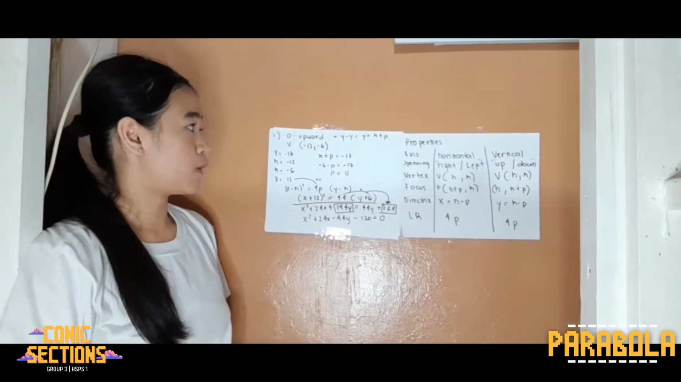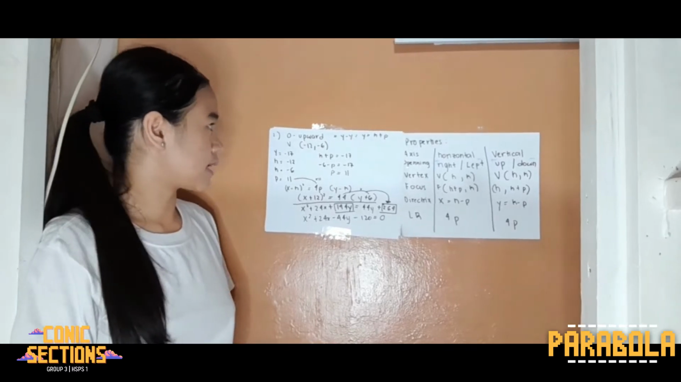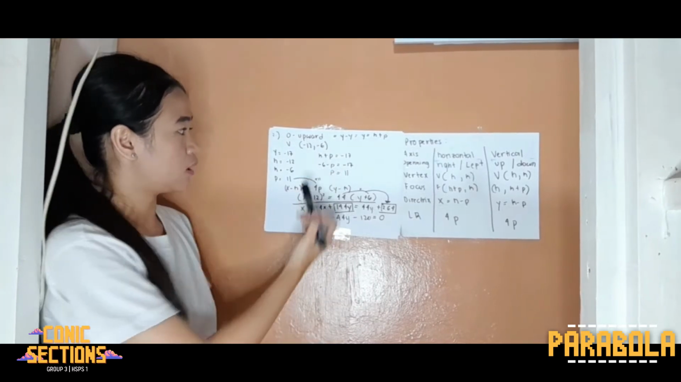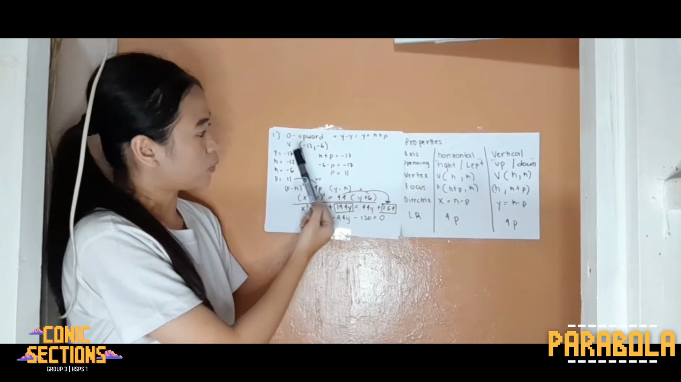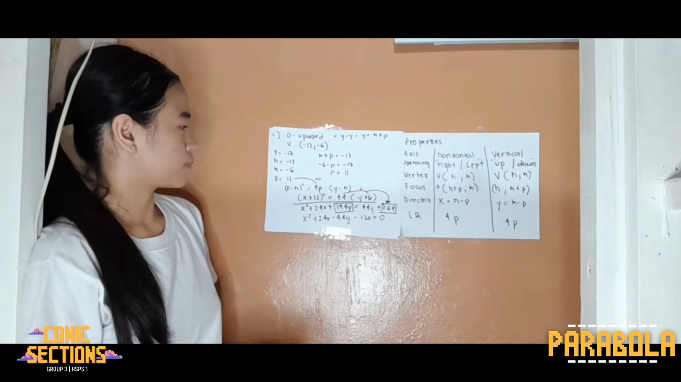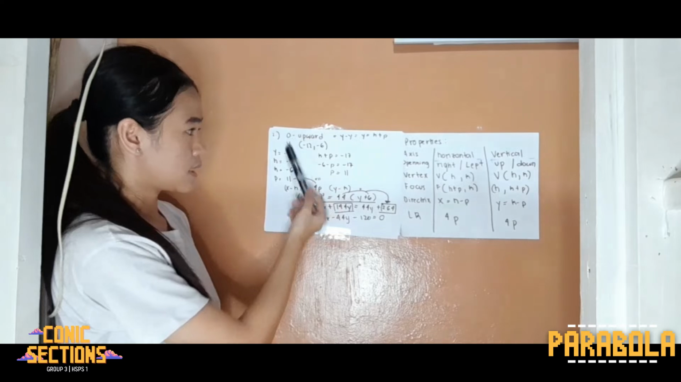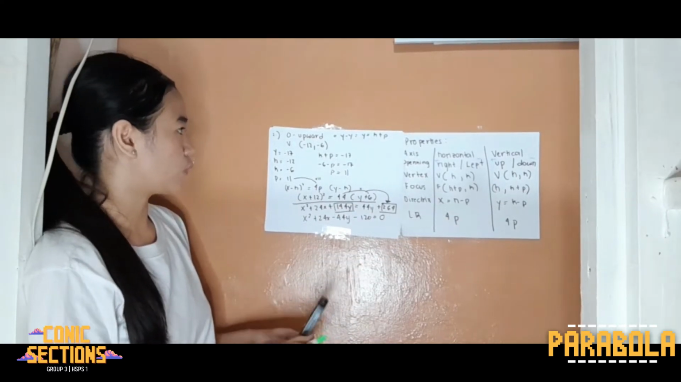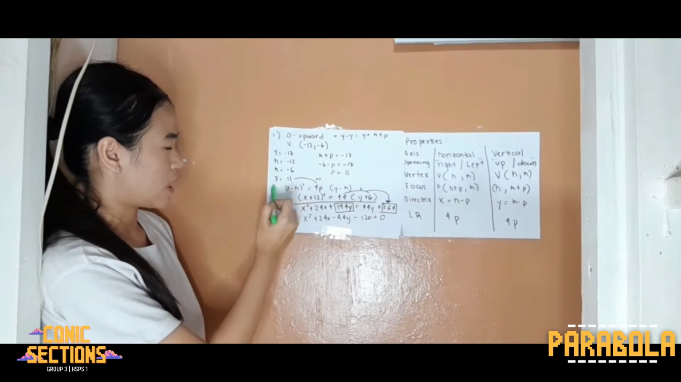Let's have another example of properties to general form of a parabola. So the next example is: the opening is upward, and the vertex is (negative 12, negative 6). So our opening is upward, so this given is vertical. So we are going to solve for the y, h, k, and p.